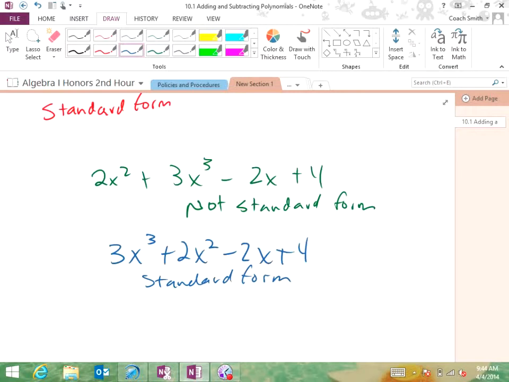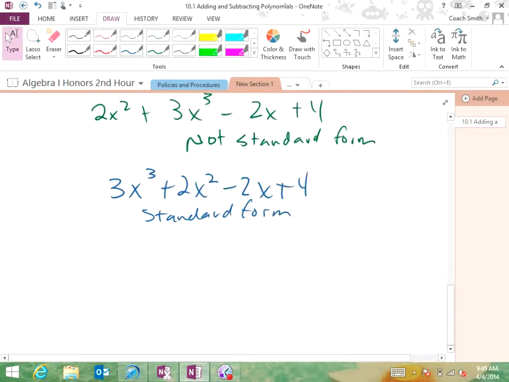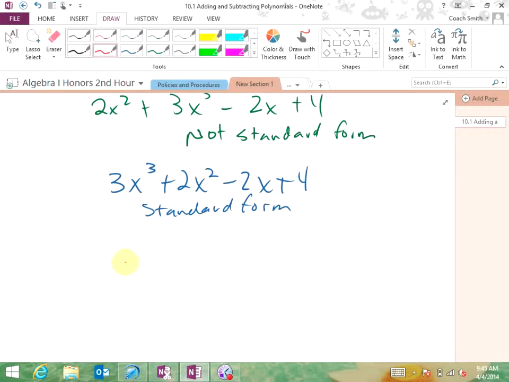Now, you can go in descending order. In other words, I could do this. You could do that. What we did is we took the constant and then we went up with our degree. We went from the smallest degree term to the highest degree term.